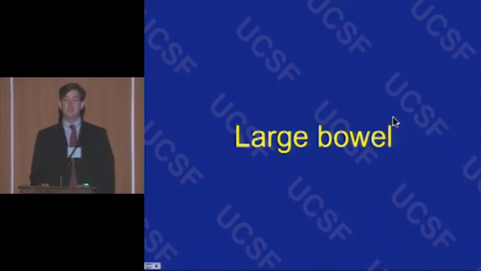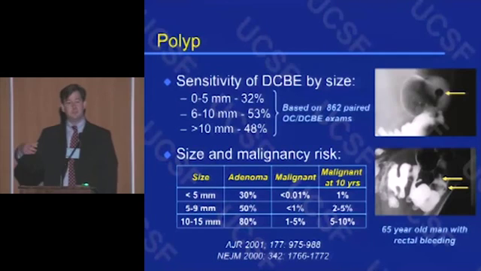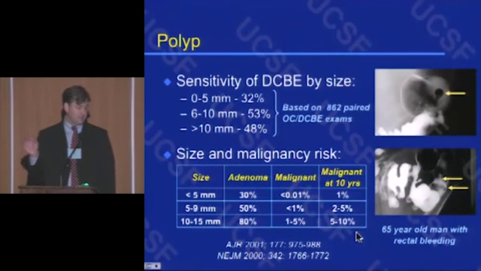So lastly, moving down to the large bowel. Back in the day, we used to do a lot of double contrast barium enemas looking for polyps after a failed colonoscopy. You can see it's not very sensitive, even for large polyps greater than a centimeter. What does that mean? Well, you're missing about 50% of these lesions, and in 10 years, 1 in 10 of them will turn malignant.